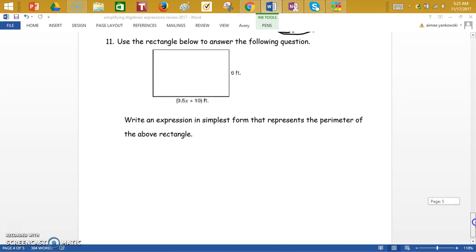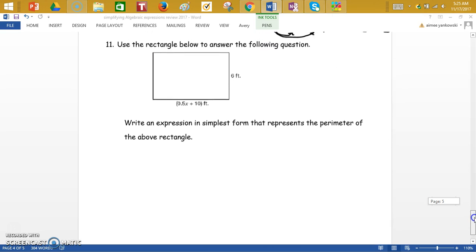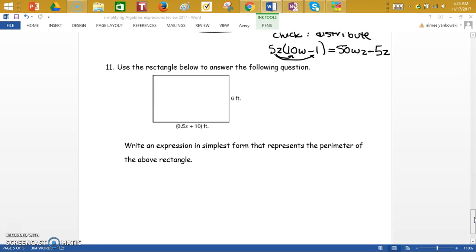And I believe the last question on your quiz involves perimeter. Use the rectangle below to answer the following questions. Write an expression in simplest form that represents the perimeter of the above rectangle. So for perimeter in mathematics, you have to know that's the distance around the outer edge of the figure. If you were walking around the outer edge, we want to know the total distance you'd walk. And so in math, when you're trying to find perimeter, you just add up all sides on the figure.